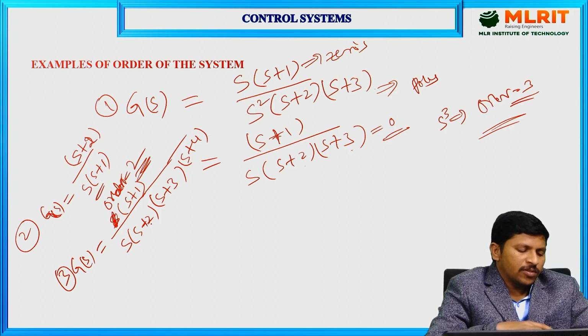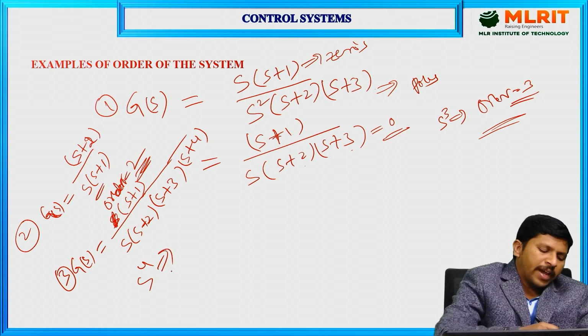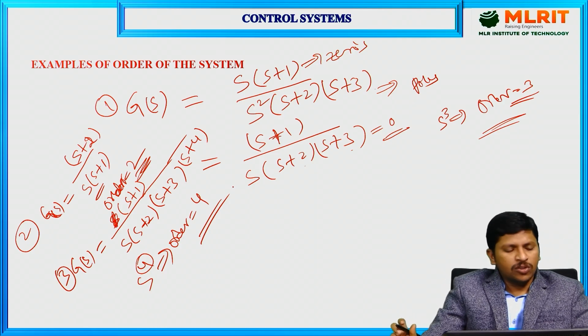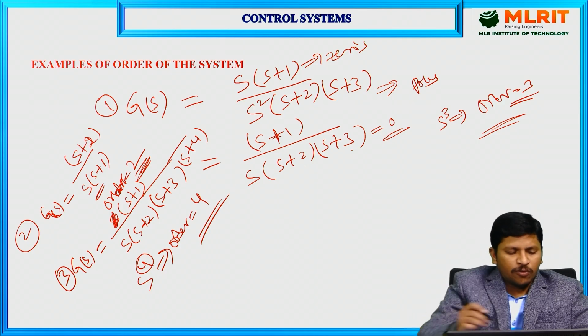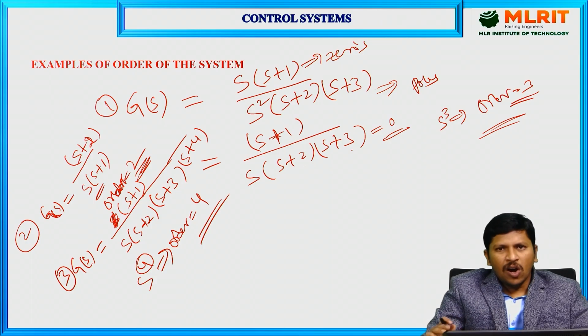For the order, how many s terms are available? 1, 2, 3, 4. So s to the power 4, the maximum power is 4, so the order is 4. Simply we say the maximum power of s equals the order, which is 4 here in the given example. Like that we determine the order of the respective system. These are some examples to determine the given system order.